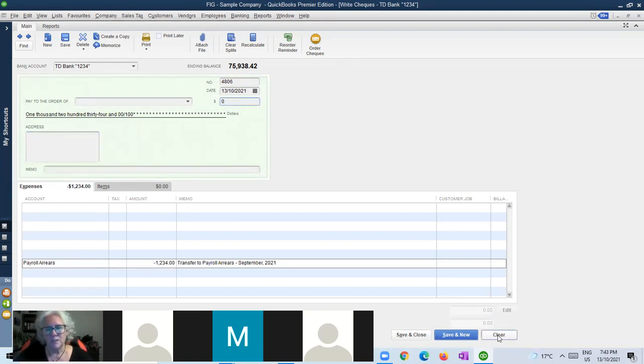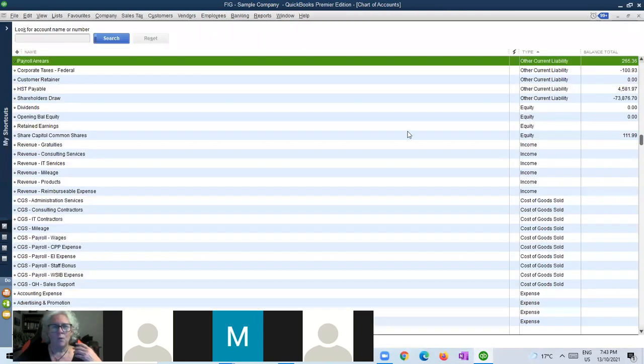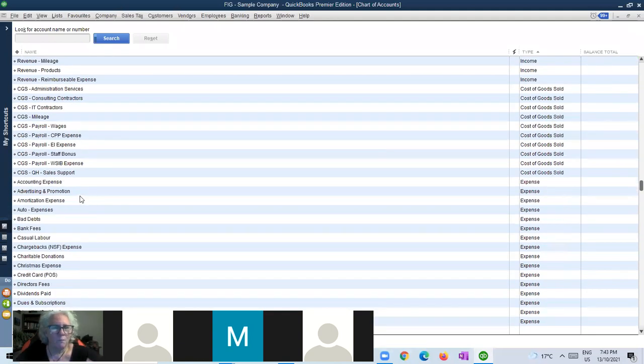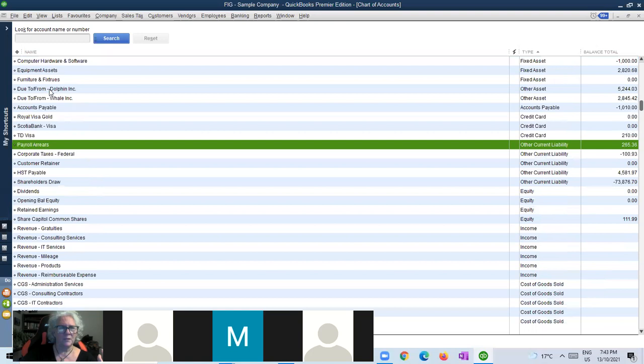It's important. The reason I do that is because I want to keep my payroll liability reconciled. So I just move it from the actual liability, payroll liabilities, and I just send it over to arrears, and at least I know how much is owing in the end.